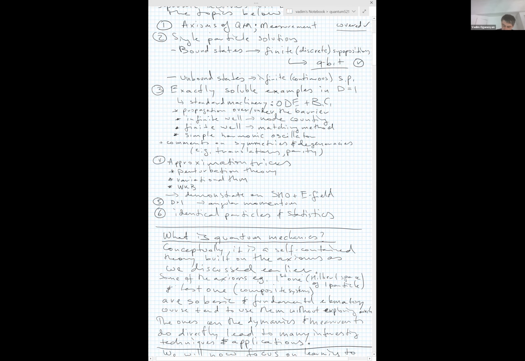Right. So there are approximation tricks that we'll get a chance to cover. And the more advanced topics, which we will also cover, are what happens to atoms, which live in 3 dimensions. And the most important thing is angular momentum. The quantum mechanics of angular momentum is absolutely crucial. And the last thing is identical particles.